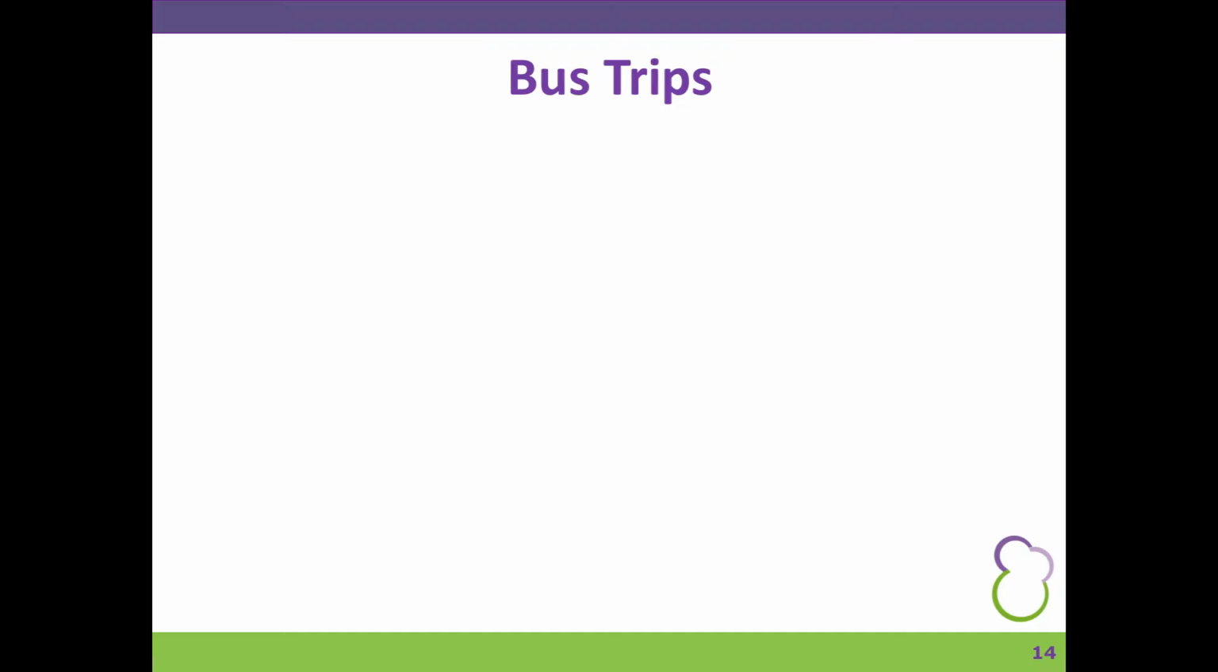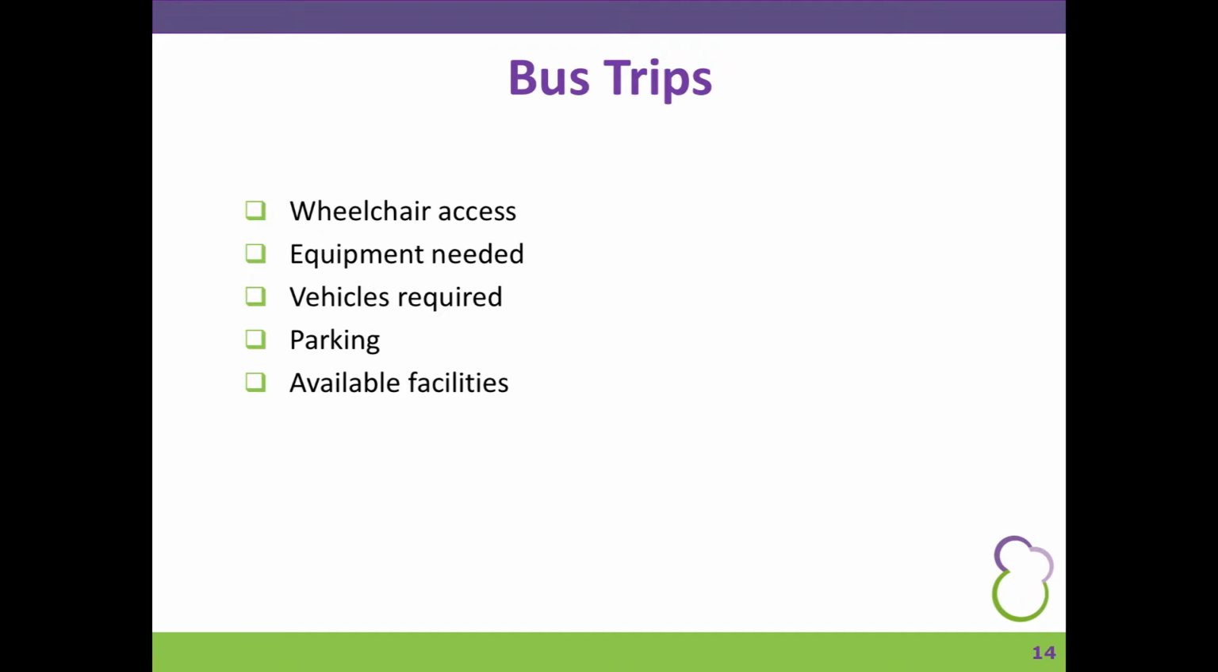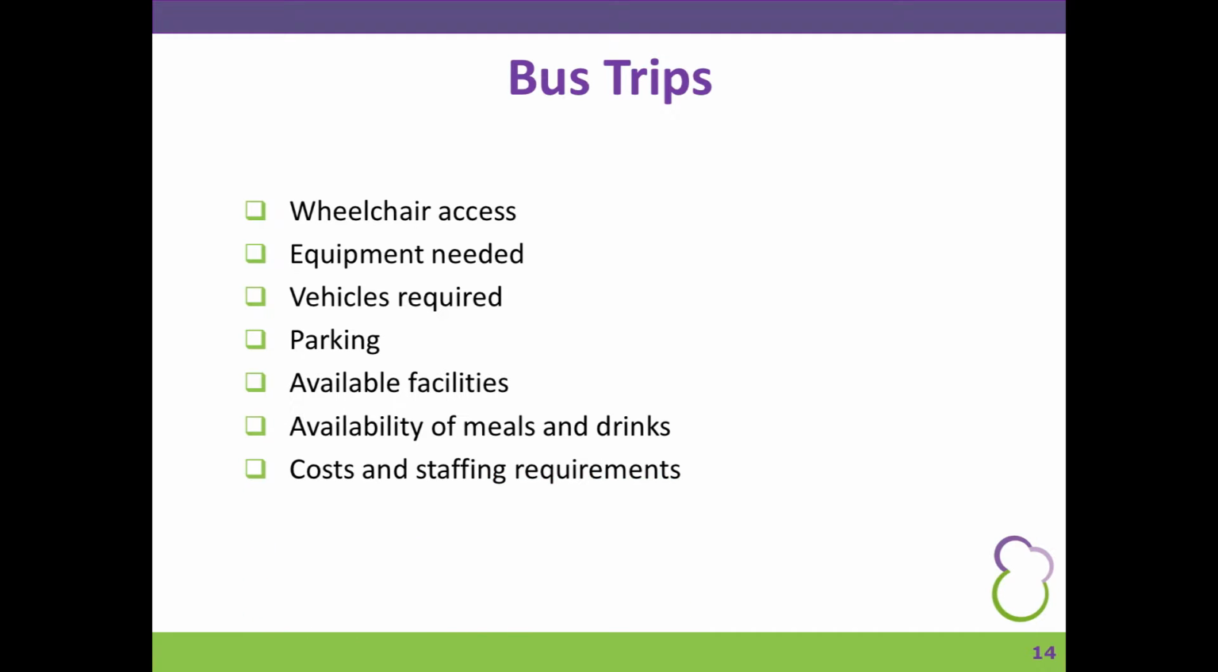Some things that you could check when you did this sample outing are the wheelchair access, equipment needed, the vehicles required, the parking space, the available facilities, the availability of meals and drinks, and the costs and staffing and volunteer requirements. If you know all these things prior to leaving, you will be able to better predict any possible issues on the outing and therefore better be able to manage them.